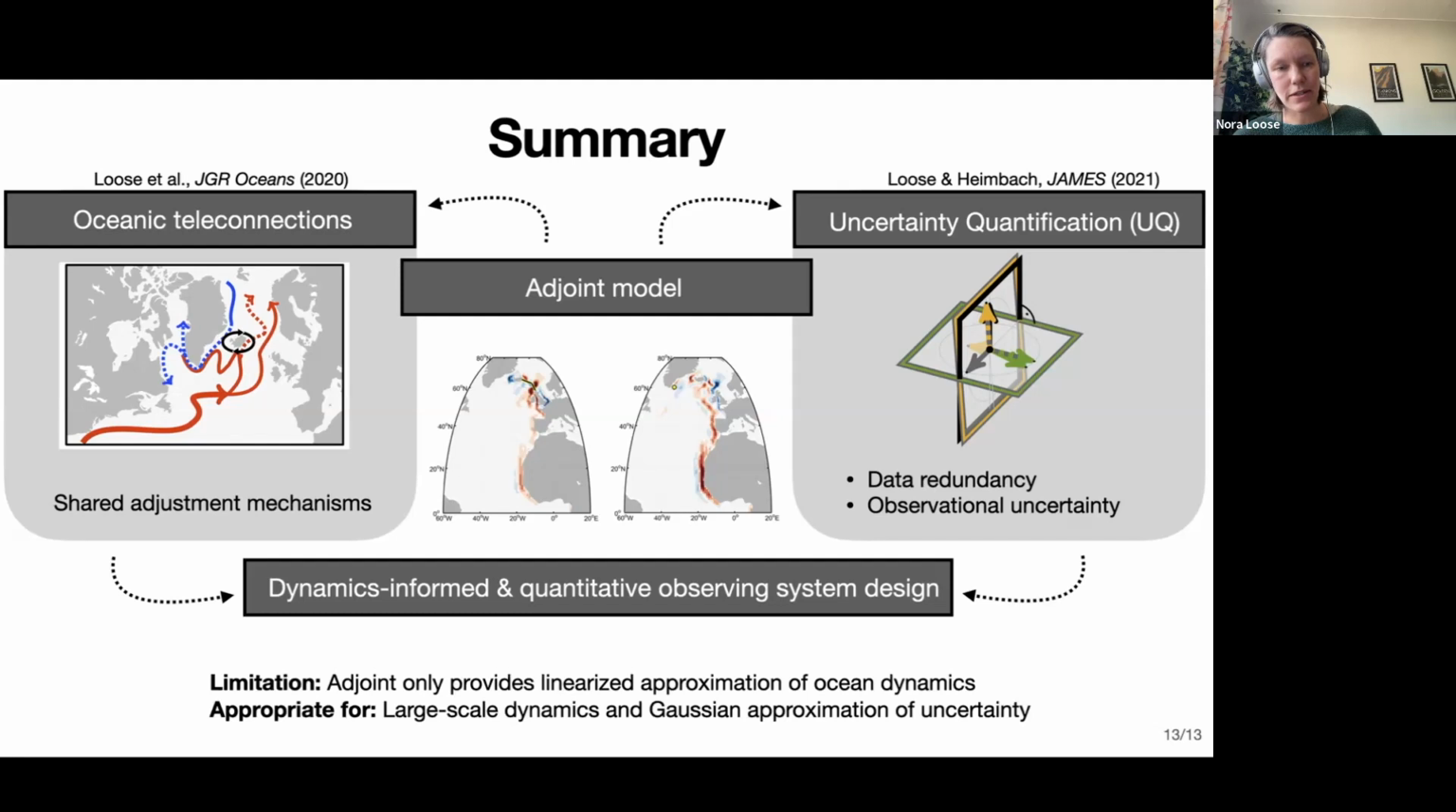A limitation is that the adjoint only provides a linearized approximation of the ocean dynamics, right? So what I've shown today, this approach is appropriate for capturing large-scale dynamics and Gaussian approximations of uncertainty. I see this method as one tool of many in a big toolbox, and we probably need the full toolbox to tackle this really hard problem of how to design the best or the most effective global observing system.